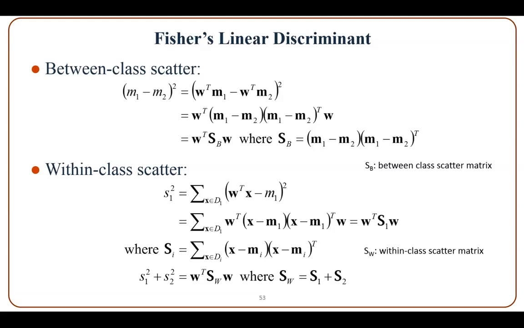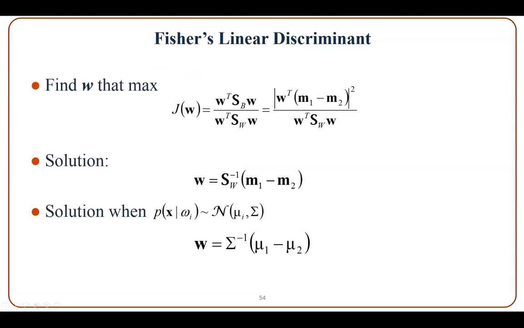So the optimization problem goes to this point. Find W that maximizes J of W, and the numerator can be rewritten this way, and you can look at this from the previous slide. The solution can be written directly. In the case that the conditional densities P of X given each class follow a normal distribution with the mean vector mu i and equal covariance matrix, then this is the form of the solution.